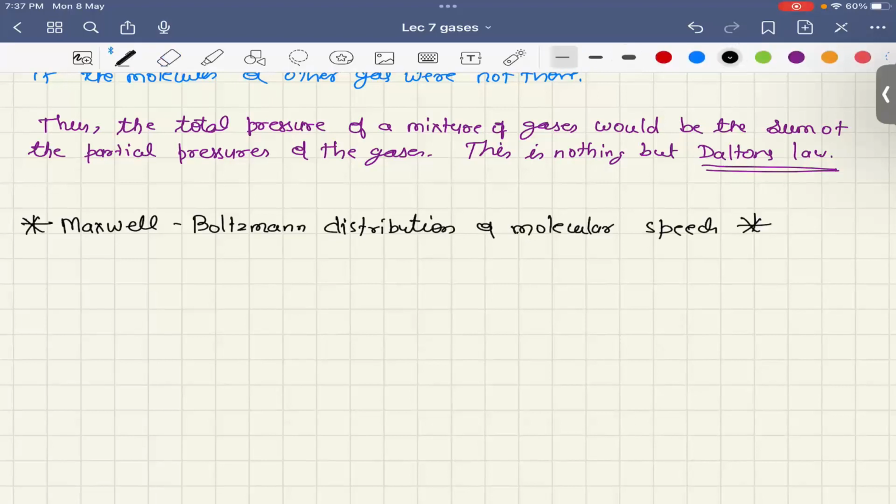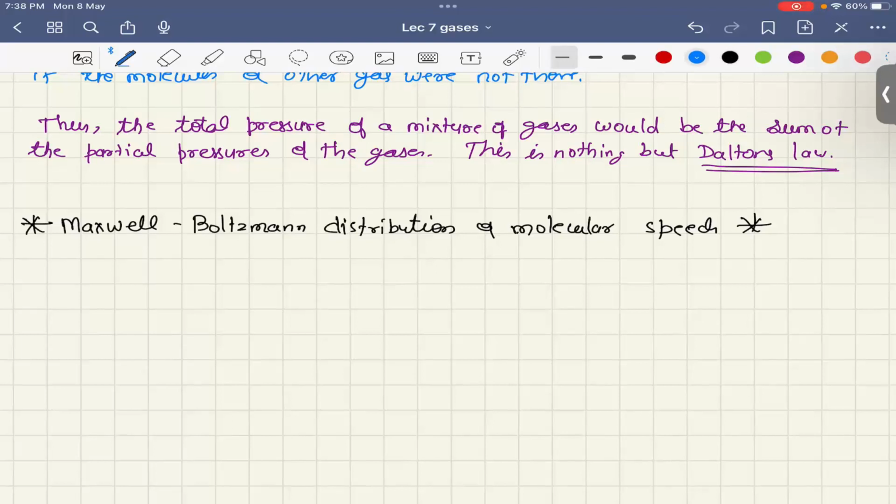of molecular speeds, right? So gas consists of tiny particles separated from one another by large empty spaces, and these particles are constantly moving in all directions. During their motion, they collide with one another and also with the walls of the container. As a result of the collision, the speed and direction of the molecules go on changing. Thus, all molecules present in the given sample of a gas do not possess the same speed, right?